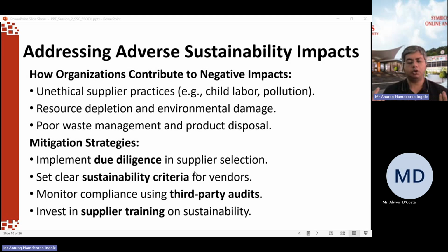You may have to train them. You have to enable them with resources so that they can become more sustainable in their operations, right? Individually, if everybody becomes sustainable, then only the overall supply chain is going to become sustainable, right? So we have to invest in supplier training on sustainability.